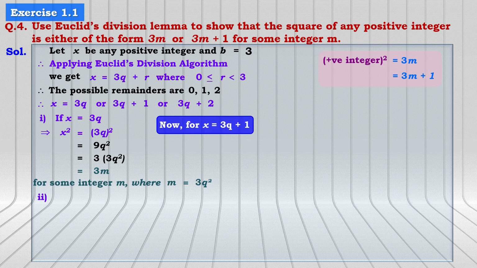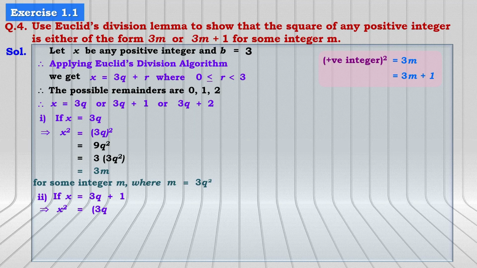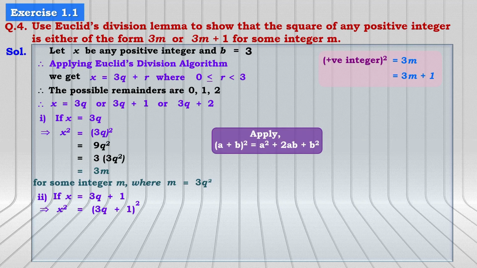Now we have to consider x equal to 3q plus 1. So if x equal to 3q plus 1, now let us square on both the sides, x square equal to 3q plus 1 whole square. So now we have to apply the a plus b whole square formula, that is a square plus 2ab plus b square. So that is equal to 3q whole square, that is 9q square, plus 2ab means 2 into 3q into 1, that is 6q, and b square is, here b is 1, so that is 1 square equal to 1.